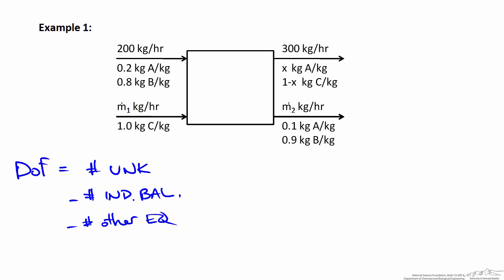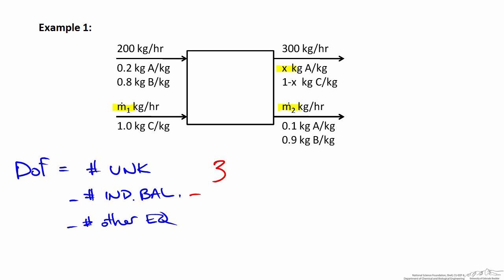In the first example, we have a single unit process with 2 inputs and 2 outputs. If we want to calculate the degrees of freedom, we need to know the number of unknowns as well as the number of balances that we can write. If we take a look at our flow chart here, we can see that we have one unknown flow rate here on the input side. We also have another unknown composition variable on the output side and one more unknown flow rate. So with M1, X, and M2, we have 3 unknowns.